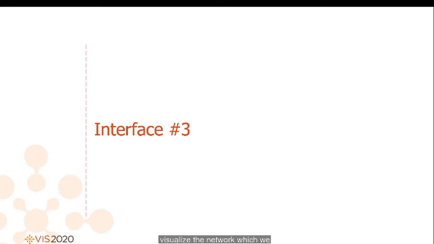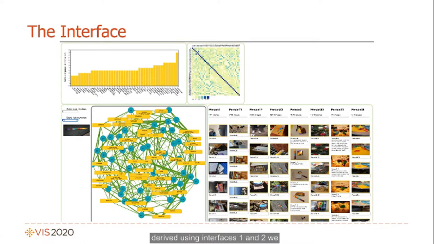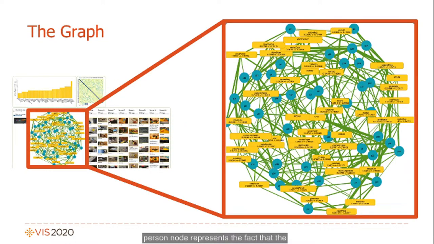To visualize the network we've derived using Interfaces 1 and 2, we first use an ontology graph in which a rectangular node represents an object, a circle node represents a person, and the link between an object node and a person node represents the fact that the person has the object. The width of the link represents how important the object is to the person, measured by the frequency of occurrence of the object throughout all images of the person.